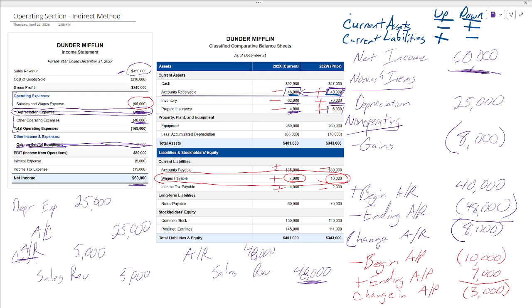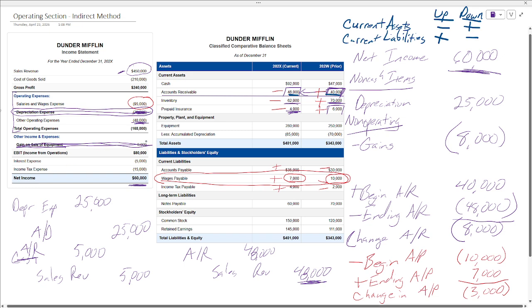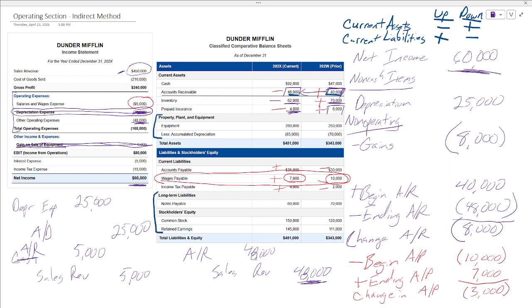All right. Now, next question is, well, what about property, plant, and equipment? We have other sections on the balance sheet. Why do I not deal with these in the operating section? Do I look at these to see if they went up or down? The answer is no, because where does the equipment go? Equipment does not go in the operating section. We handle that in the investing section.